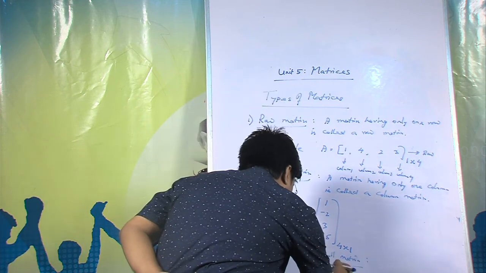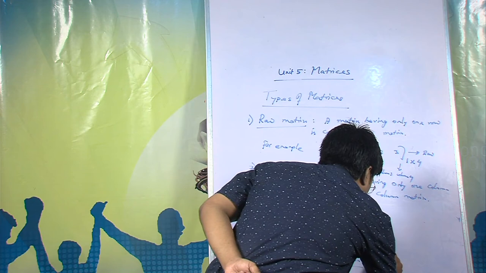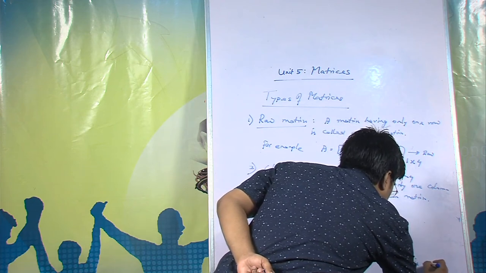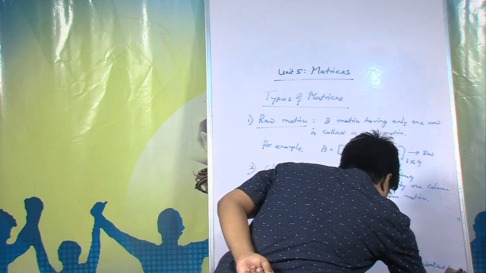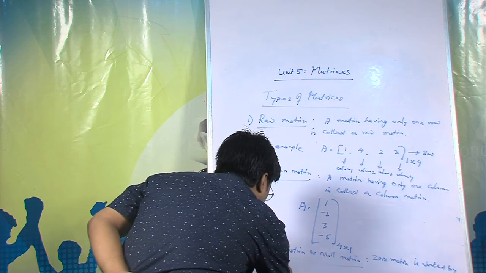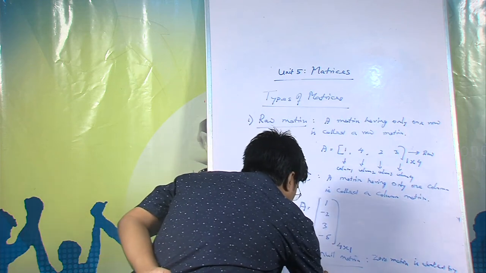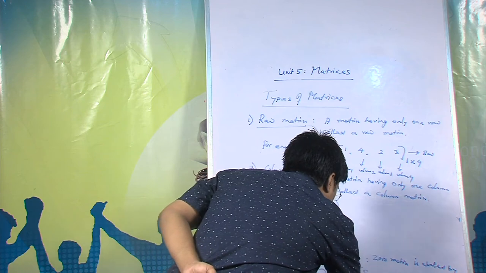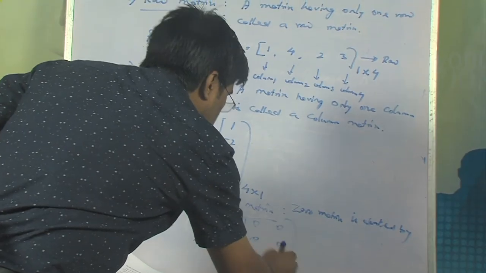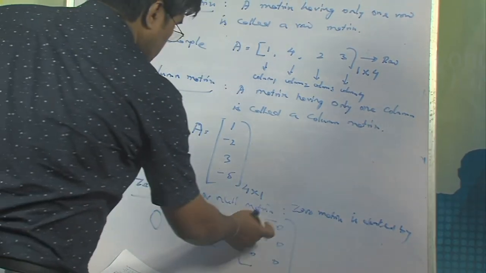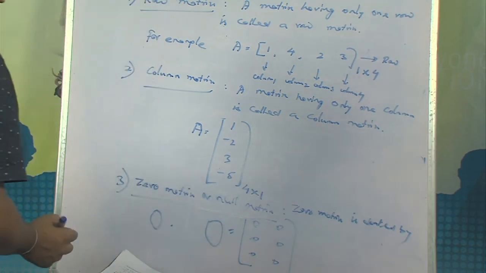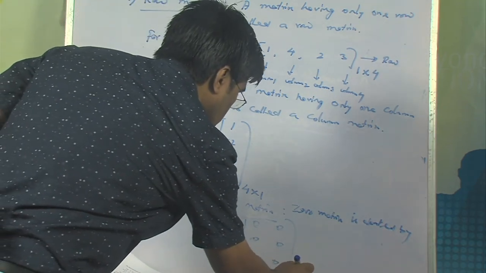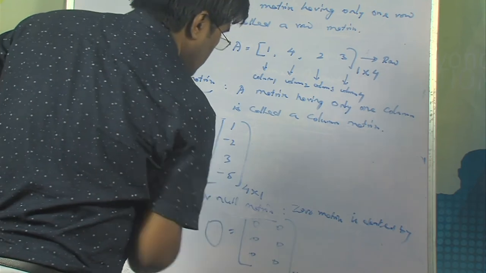So zero matrix is denoted by capital O. So capital O equal to, so it is a zero matrix, because all its elements are zero. So the order of this matrix will be 3 into 2, 3 rows and 2 columns.